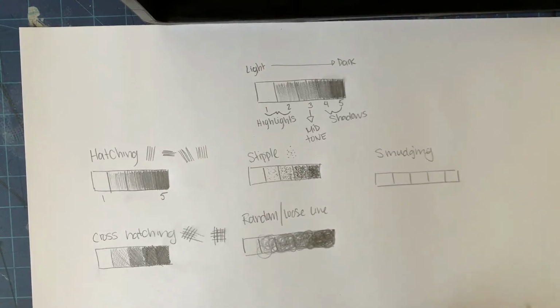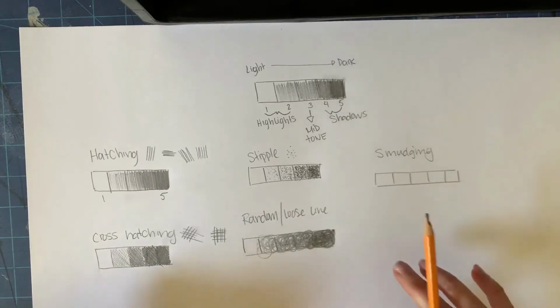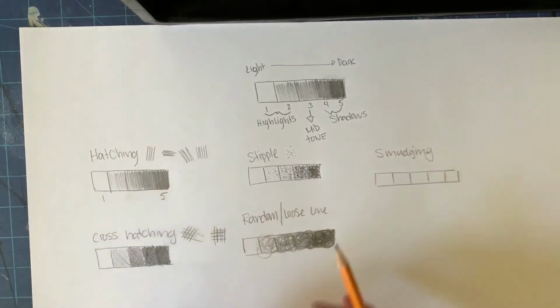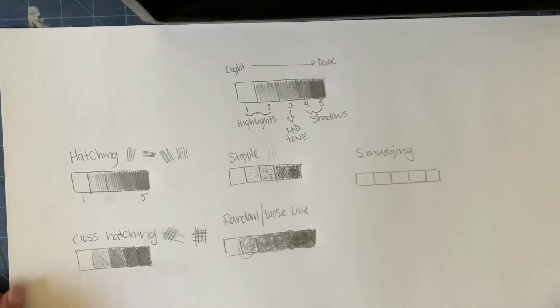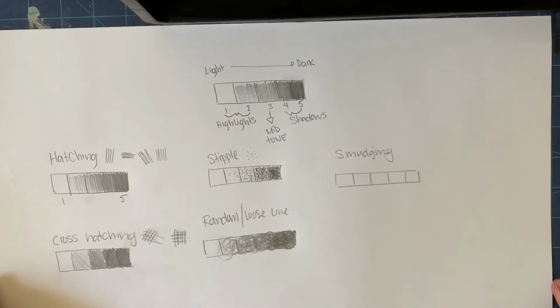Certain techniques are really great to create textures. So if you are creating some sort of still life or drawing something that has a lot of texture in it, you might want to use these types of techniques to also convey that texture even more. So it kind of depends on your style and what you like and what you're drawing.